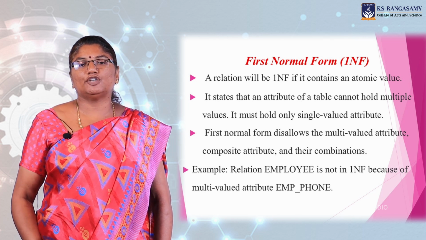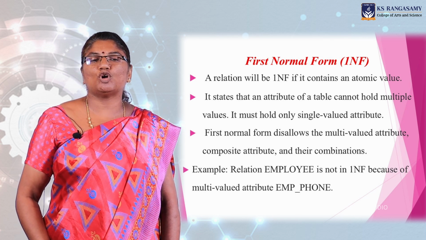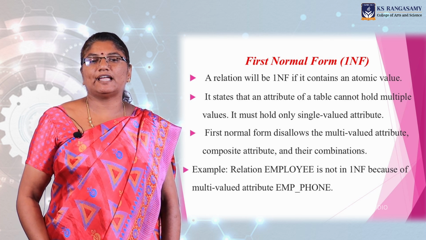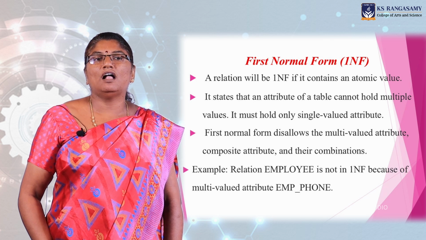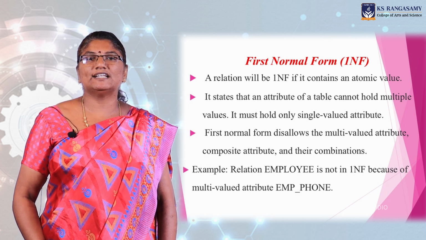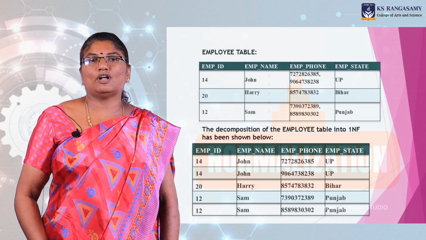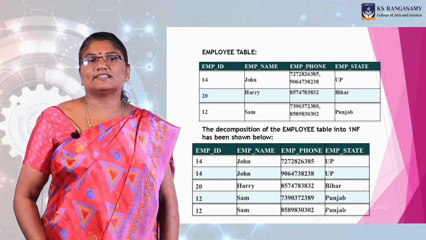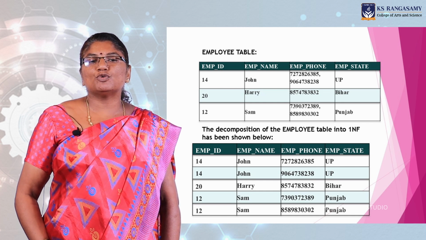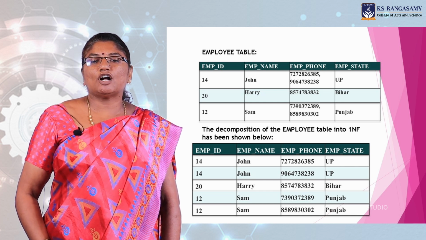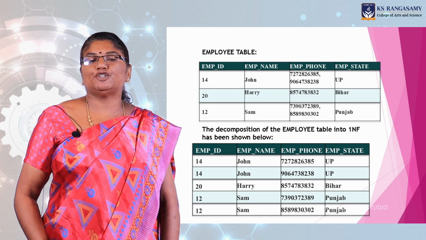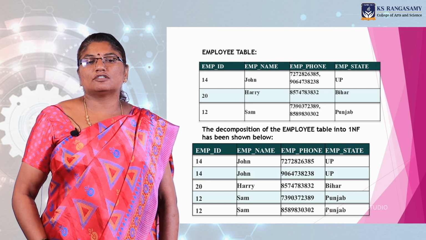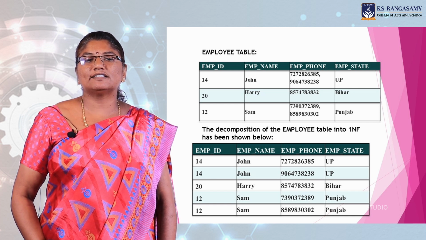In this example, you have a table, that is your employee table. In this employee table, you specify the attributes employee ID, name, employee phone, and employee state. In the employee phone, you have 2 numbers over there. So you have to eliminate that. It should be a single attribute. So you have to decompose it into the first normal form. The decomposition of the employee table into first normal form is shown below. So you now have a single value attribute, and the table is in first normal form.